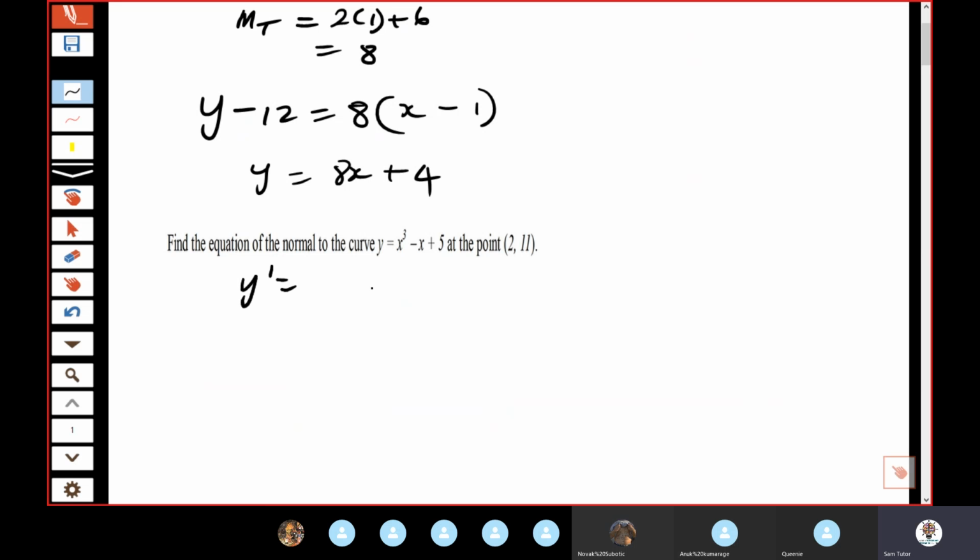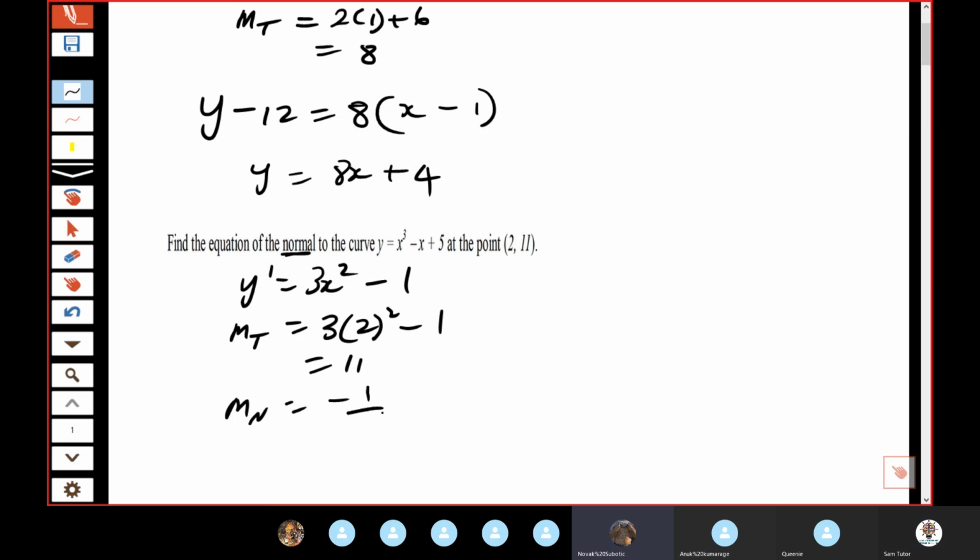Find the equation of a normal. Y dash equals 3x squared minus 1. Good. MT equals. You have to always find your tangent before you can find your normal. Yep. Sub in 2, so that would be 17. Yeah. 4 times 2. 2 squared is 11, my bad. 11. Yep. Careful. 11 and then MN. That would be a negative reciprocal, so negative 1 over 11. Y minus Y1, so 11 equals minus 1 over 11, x minus 2.